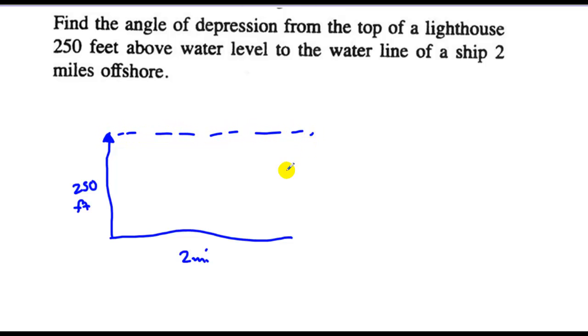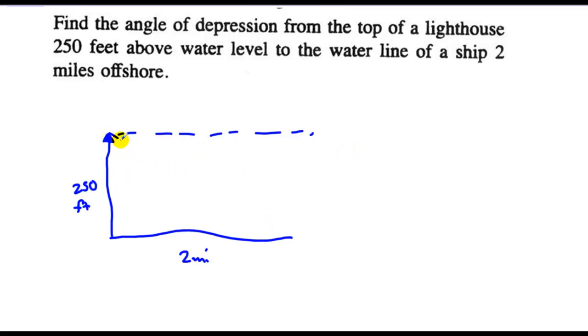So in this next example, we're talking about something called an angle of depression. And we're talking about a lighthouse that's 250 feet off the water, and there's a boat 2 miles away. Now, angle of depression from, let's say, the top of this lighthouse, is taken from a horizontal line of sight.